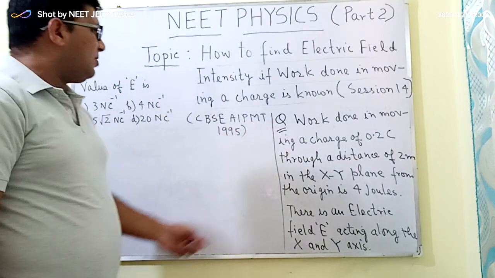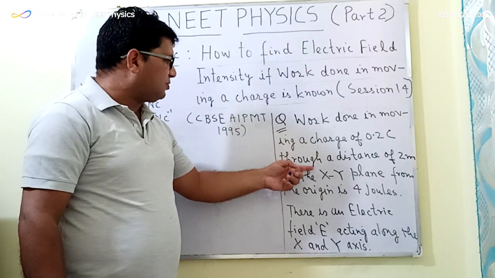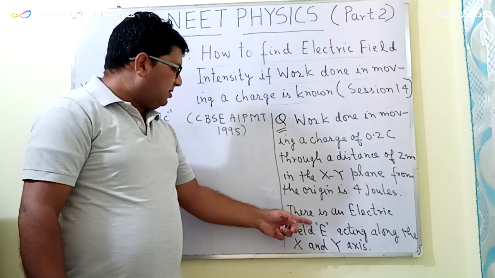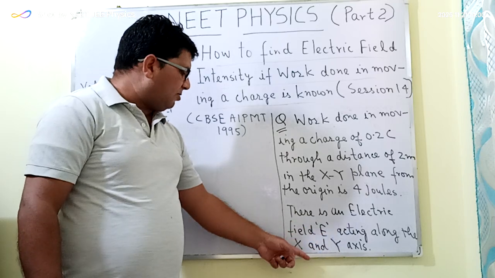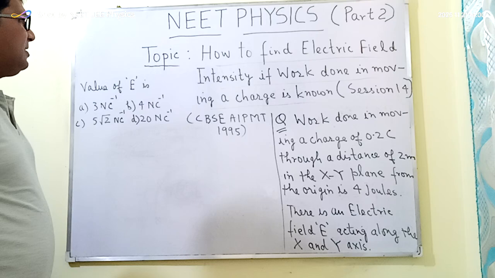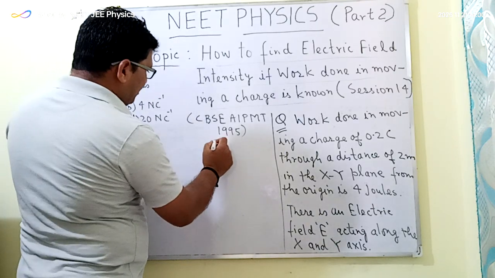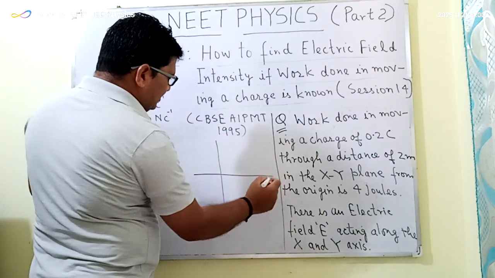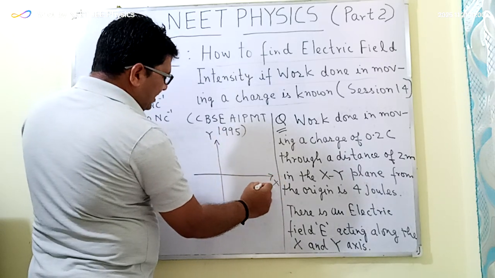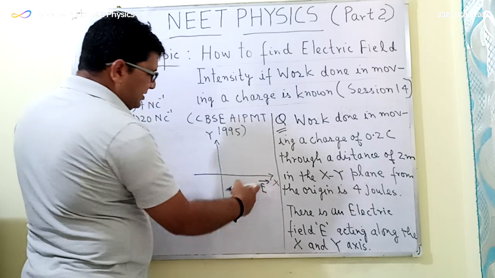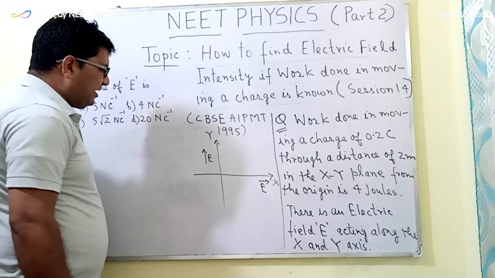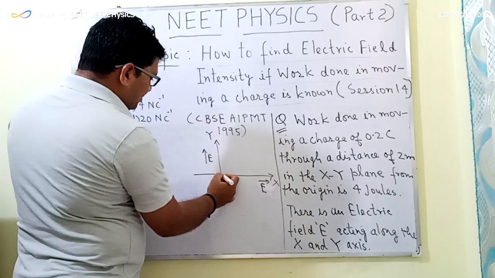Here the question is: the work done in moving a charge of 0.2 coulomb through a distance of 2 meter in the xy plane from the origin is 4 joules. There is an electric field E acting along the x-axis and the y-axis. We have to find the value of E, the intensity of the electric field. Let us understand it with the help of this diagram. This is the x-axis, this is the y-axis, and an electrical field of intensity E is acting along the x-axis, and there is another electrical field acting along the y-axis. This is the origin.